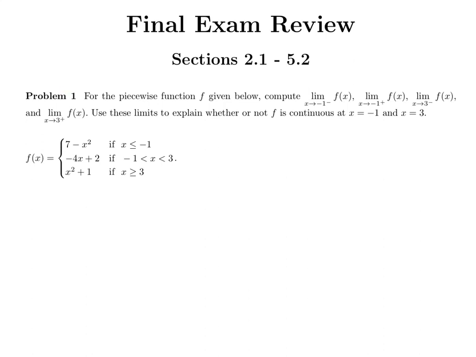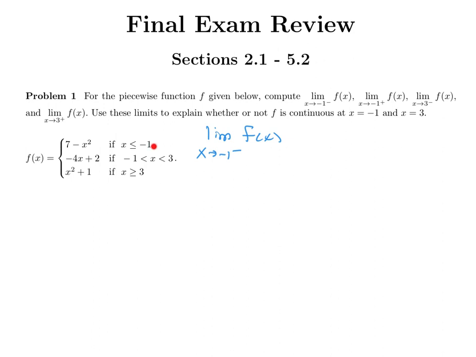In problem 1, we will compute these four limits using the piecewise function f of x. We'll then use these limits to determine if the function is continuous at -1 and +3. Let's start with this limit here. That is the limit as x approaches -1 from the left of f of x.